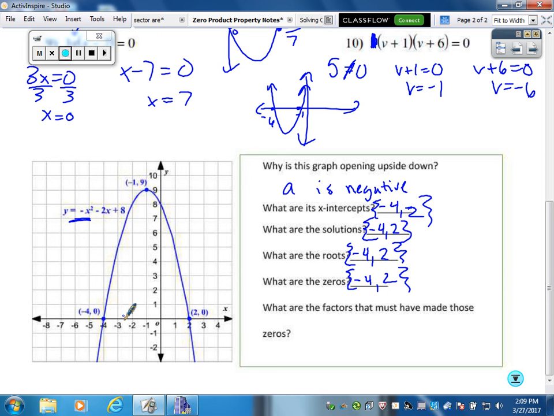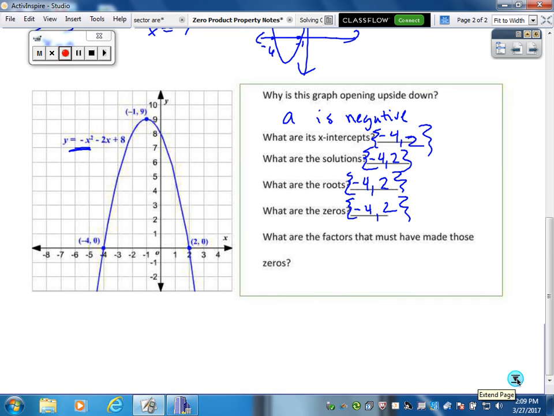And now I want you to think back and think, well, what would make those zeros? So what factors would make them? So what would make those equal to 0? So where you want to start is your x's. You know factors always start with x, and then they say plus or minus. If I get out a -4, then I must have been canceling out a +4. If I get a +2, then I must have been canceling out a -2. So the trick here is just switch your signs. All right.